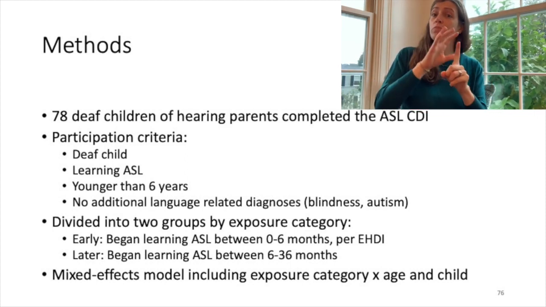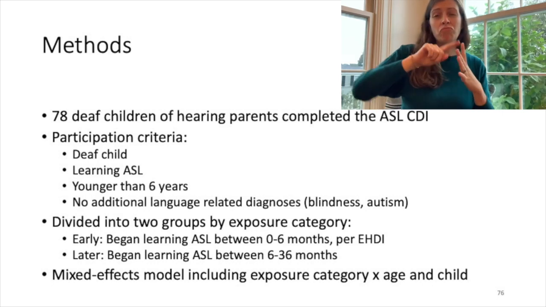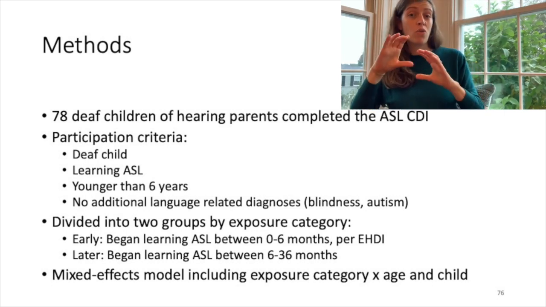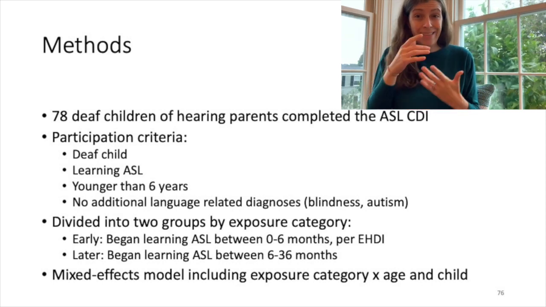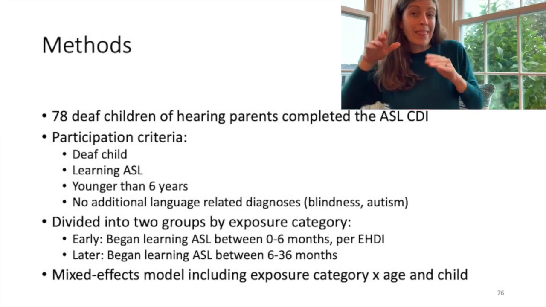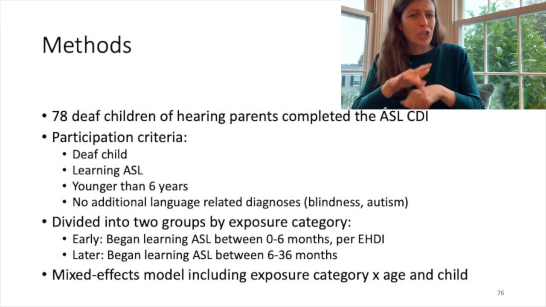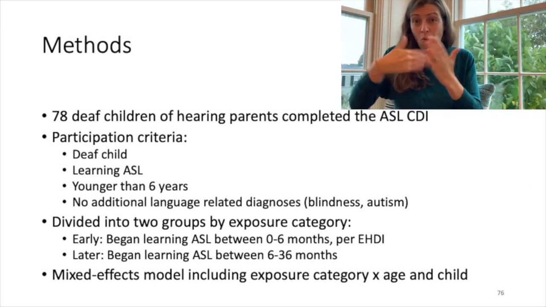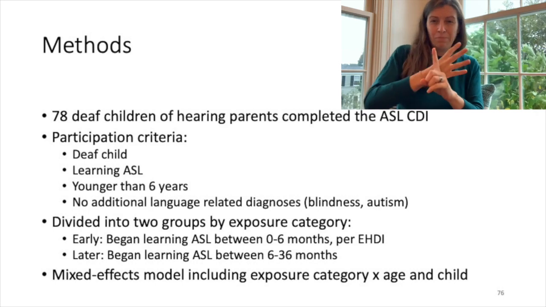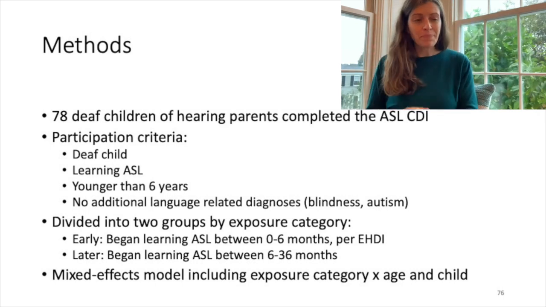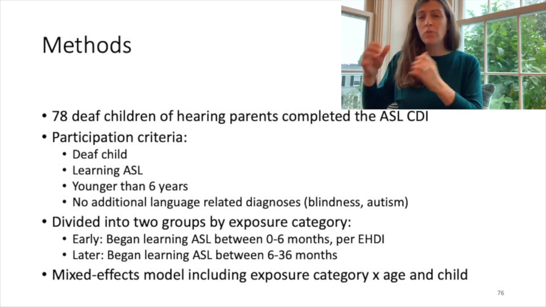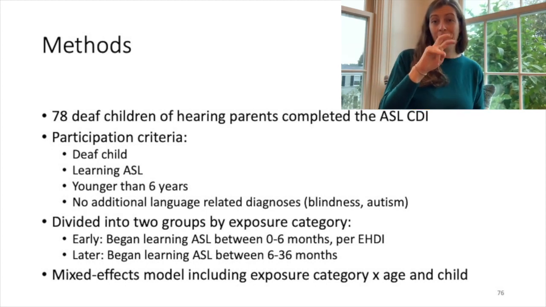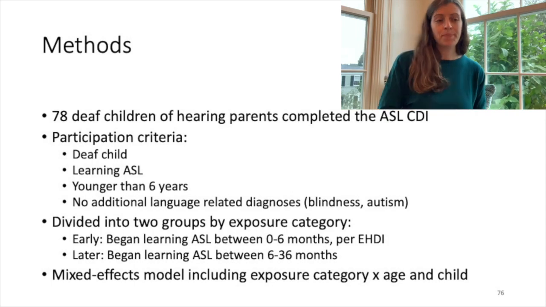We divided these children into 2 groups, those who began learning ASL between 0 to 6 months and those who began learning after 6 months. So these late learning children are still relatively early in the grand scheme of things compared to the existing literature. They're all exposed to ASL between 6 and 36 months. We compared these 2 groups of deaf children who had hearing parents with our normative data set that I talked about earlier.